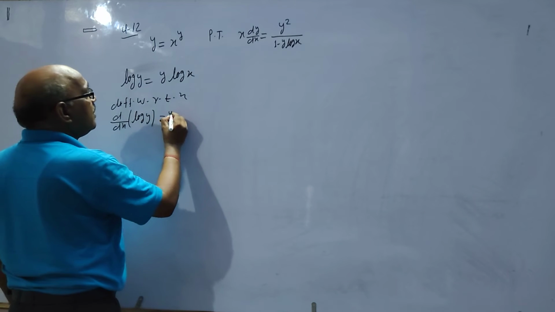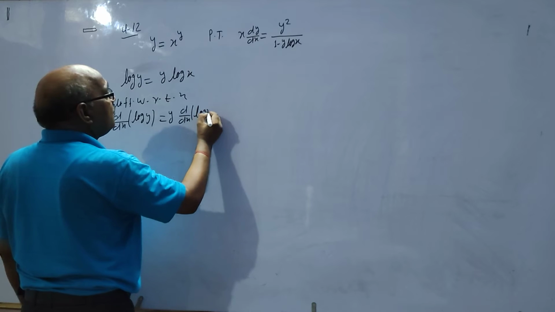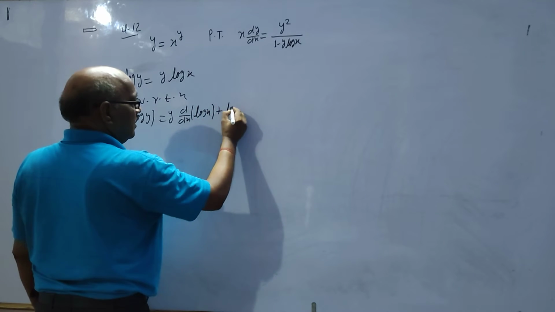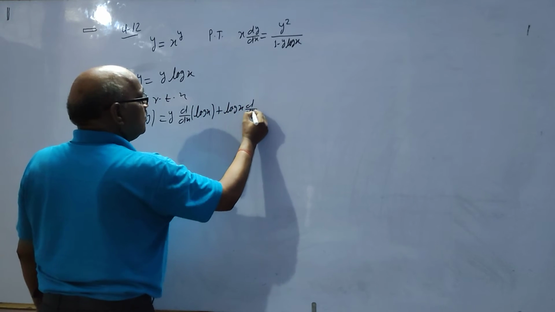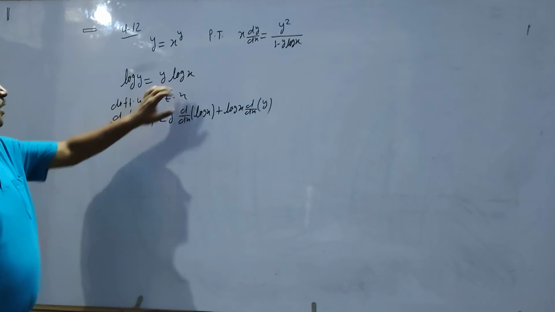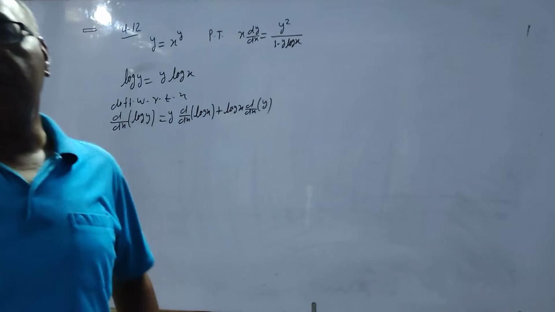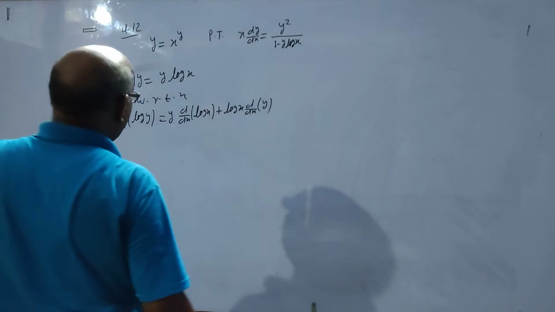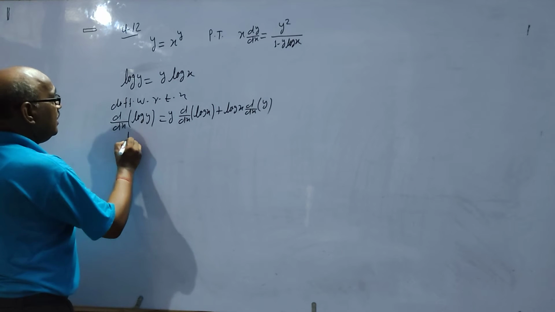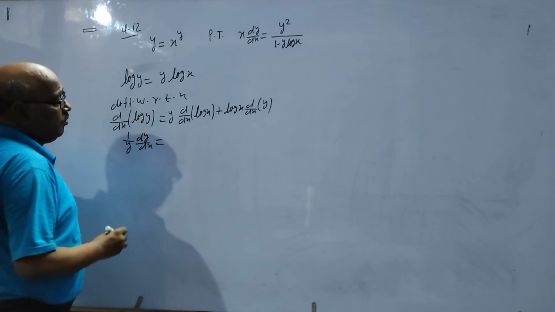It is a product of two functions: y into d over dx of log x, plus log x into d over dx of y. It is a product of two functions, so the differentiation is first function into differentiation of second function plus second function into differentiation of first function. What is the differentiation of log y? That is 1 upon y, and the differentiation of y is dy over dx.